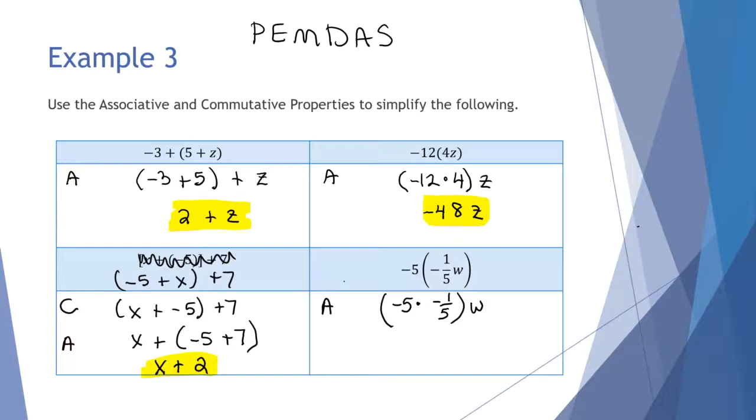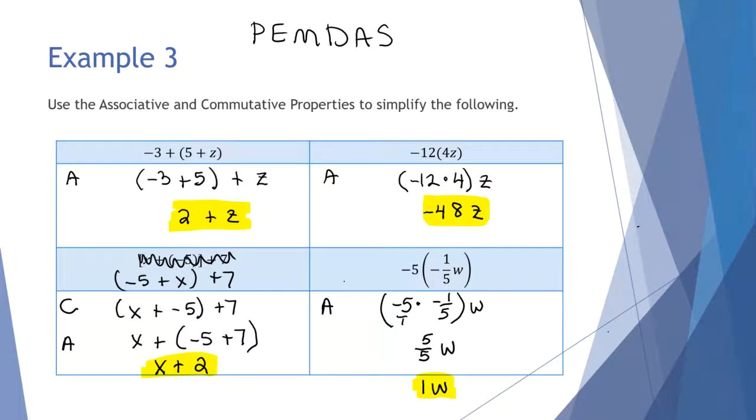So now I want to multiply my -5 times -1/5. So a negative times a negative is a positive. And when you multiply these, we're multiplying fractions here, you multiply straight across. So that would give you 5/5w. And 5/5 is 1, so this is 1w. Which you could just ignore the 1 and just write it as w. I switched the variables on you. You could ignore the 1 and write w.